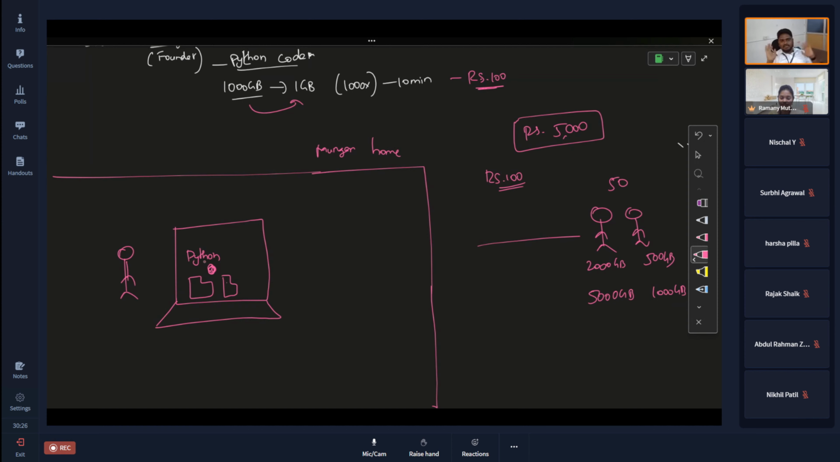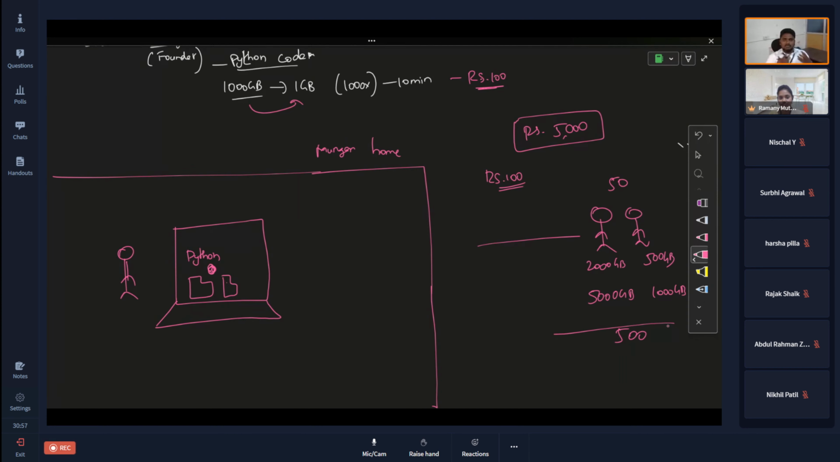So he started advertising it. He started doing posters and putting out WhatsApp messages, and there are around 500 people. The next day, 500 people came. Everyone has their own data and everyone is standing in a queue outside of his home.